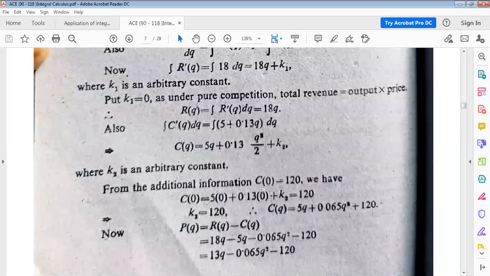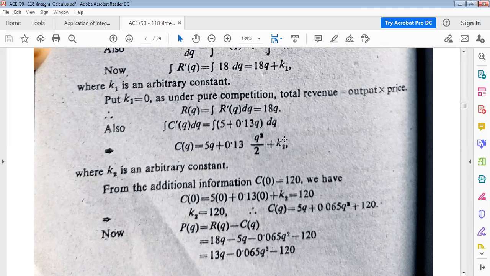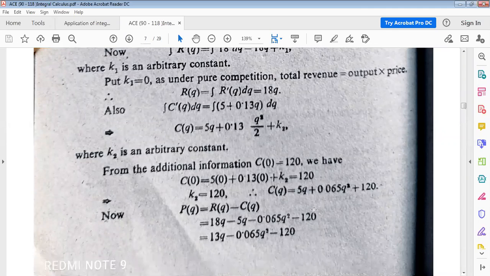From the additional information, when q equals 0, the fixed cost was 120. So putting q equals 0 in this equation, C(0) equals 50, 0.13 q square by 2. Okay, k2 equals what will be, all are 120. C(0) equals 120. This is why k2 equals 120. 0 multiplied by something is always 0. So C(q), what will it be? Just putting the value of k2 here, 120. Okay, putting k2 as 120, we get this.